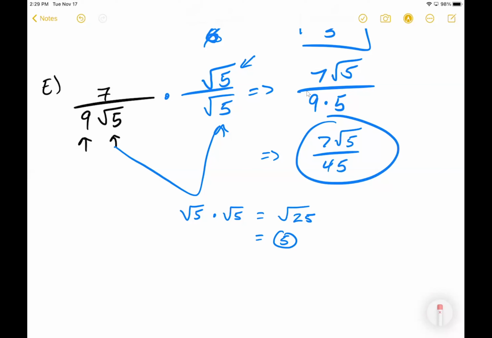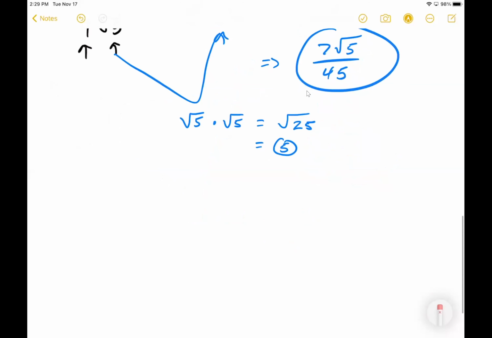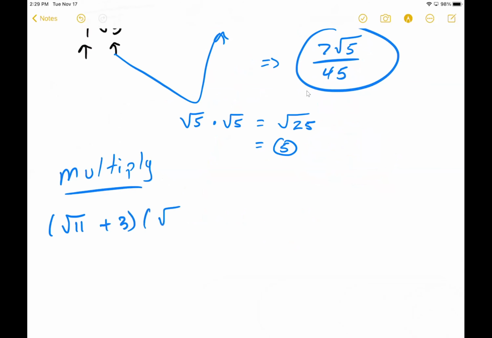So with this particular problem here, ladies and gentlemen, now let's go back to this item that we had last time. Let's say I ask you to multiply, and let's do square root of 11. I cannot use 11 because it's prime. Let's say square root of 11 plus 3 times square root of 11 minus 3.